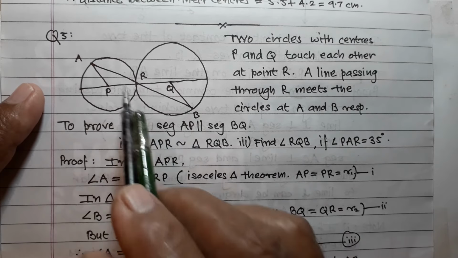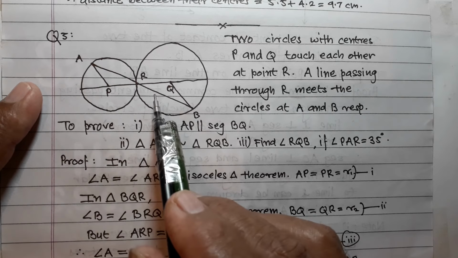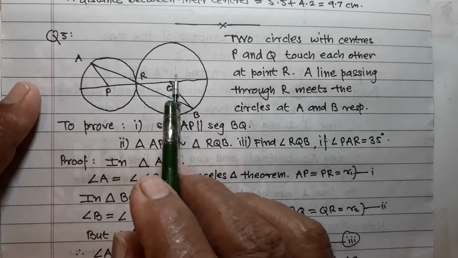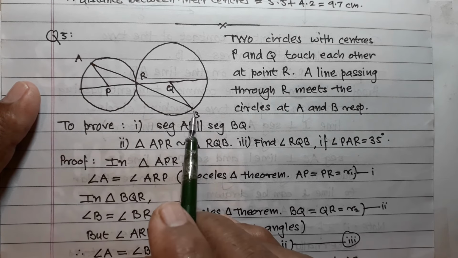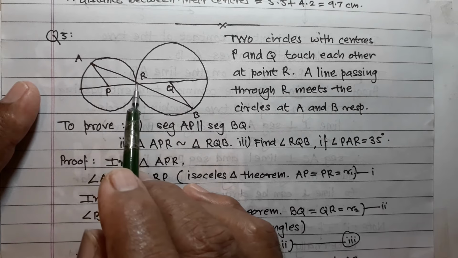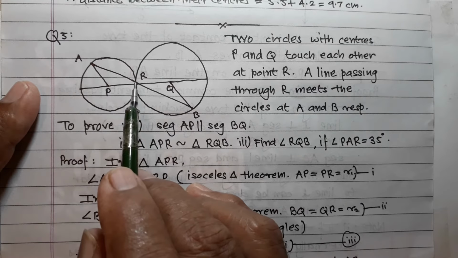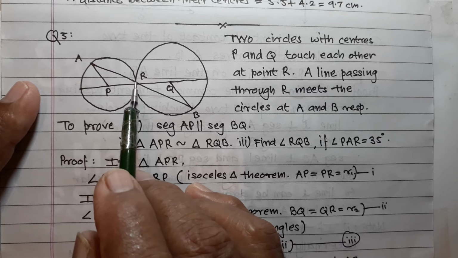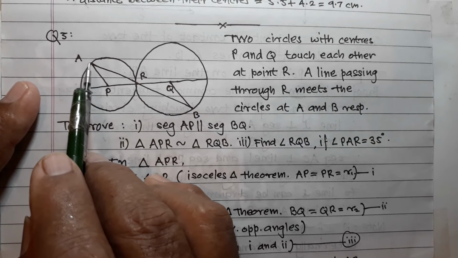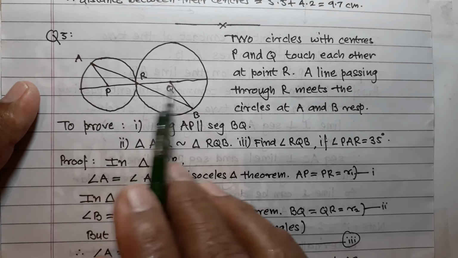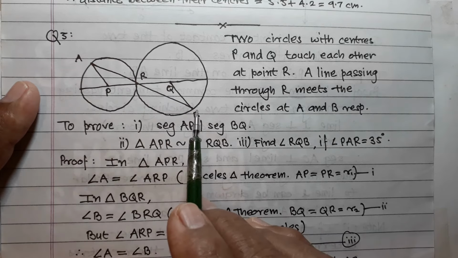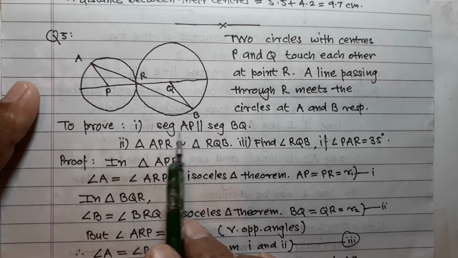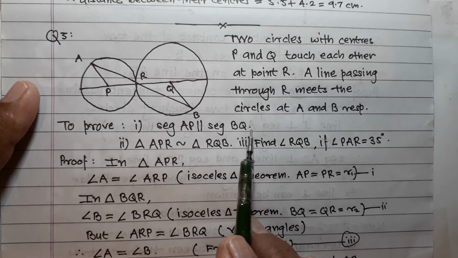Okay, this is a circle; the circles touch each other externally, and this is the touching point, which is common. From this common point, the line AB passes through it and intersects the circles at A and B. Then prove that AP is parallel to BQ. Prove that seg AP is parallel to seg BQ.